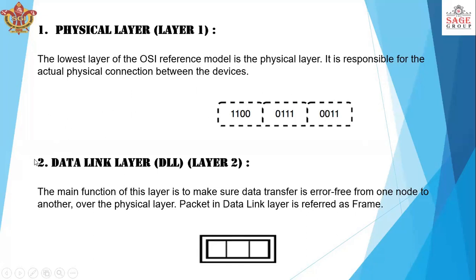And the next layer is the data link layer. It is also called the DLL layer. The main function of this layer is to make sure the data transfer is error-free from one node to another node over the physical layer. The packet in the data link layer is referred to as a frame. The data link layer is responsible for node to node delivery of the message.